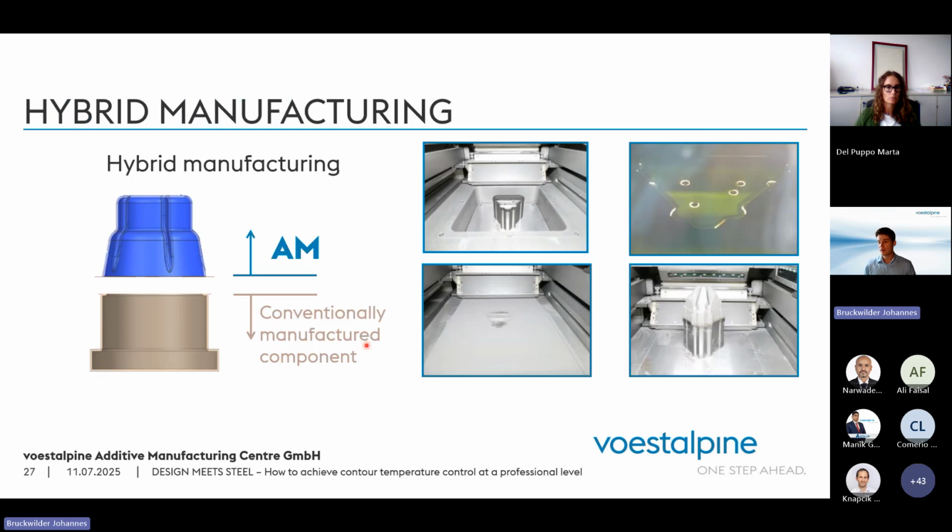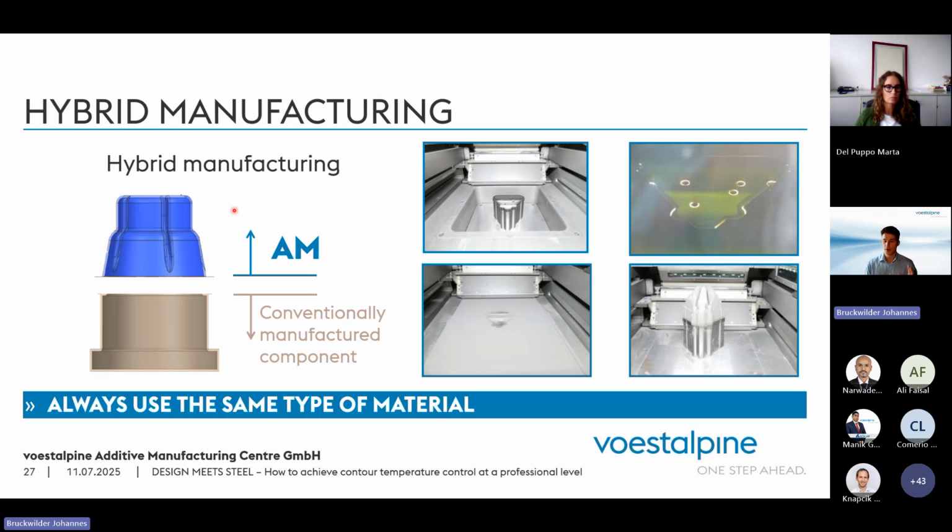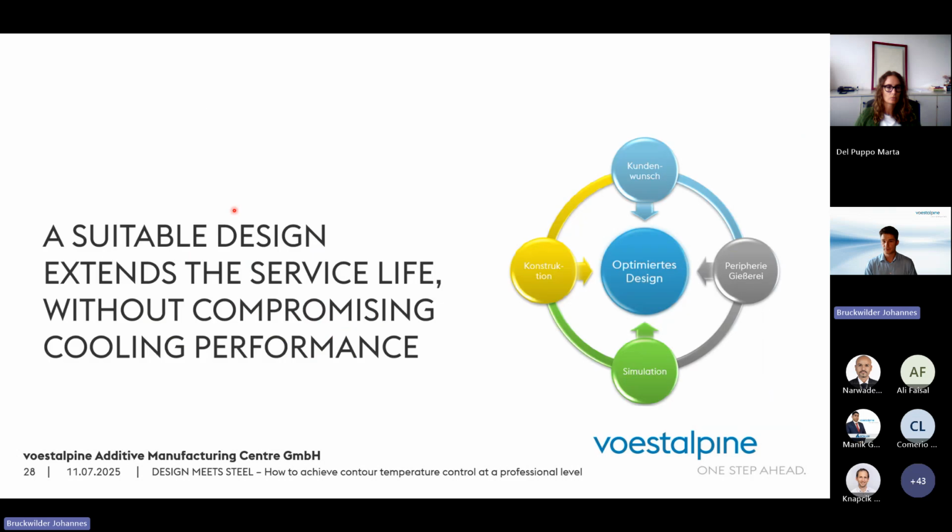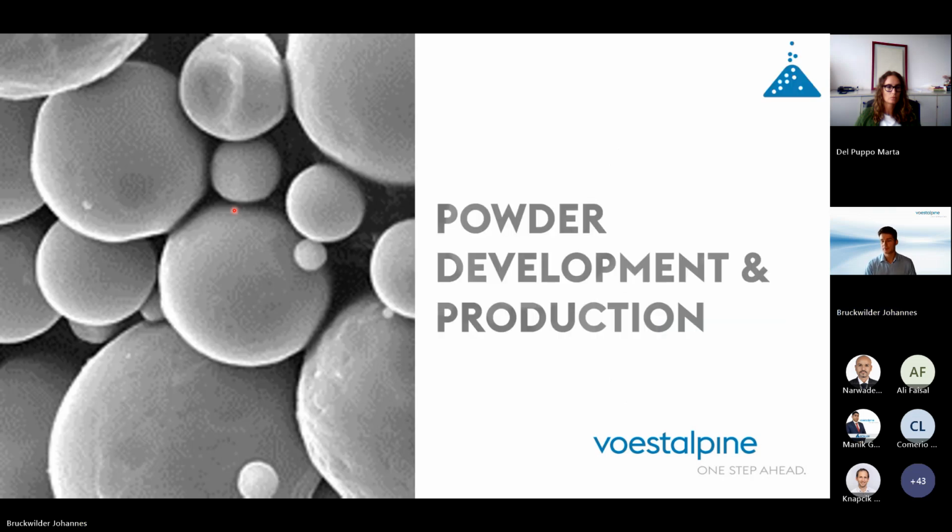We can also do hybrid manufacturing. There we have a conventional part and we print just where the conformal cooling is needed. One important thing is always use the same type of material. That's really, really important. Otherwise, you will get issues. So to summarize, a suitable design extends the service life, and you have a sufficient cooling performance.